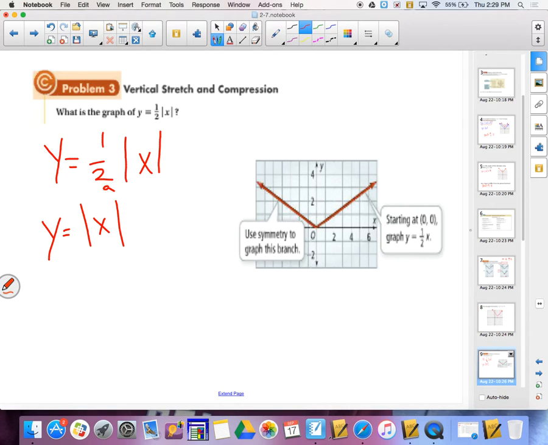Okay? So if I compress it, that means that it's going to flatten out some. This is not going to be exact, just to let y'all know. So if I come down here and go to 0, which is my parent function, and I compress it down about a half from that point to that point right there, that's what my new graph would look like.